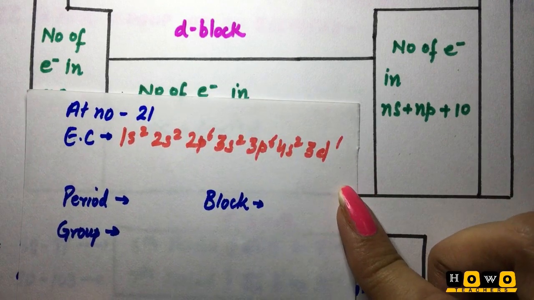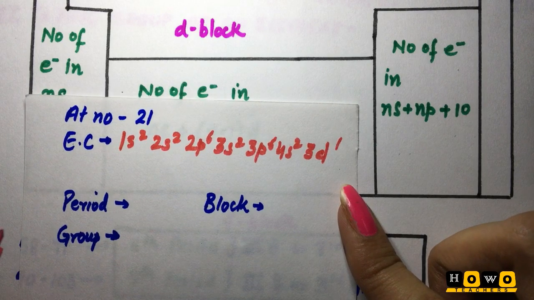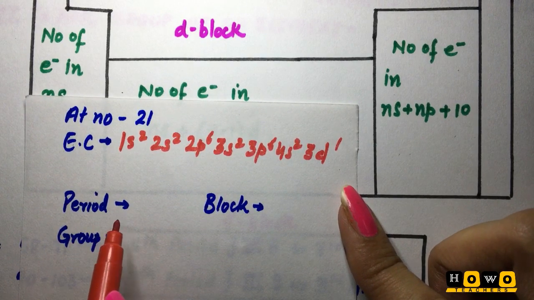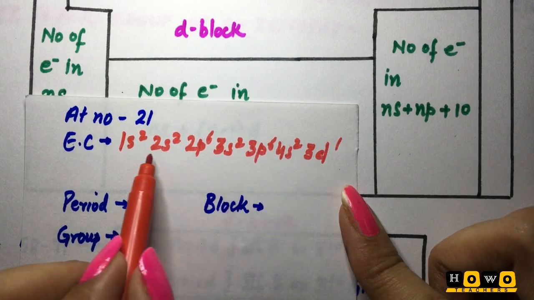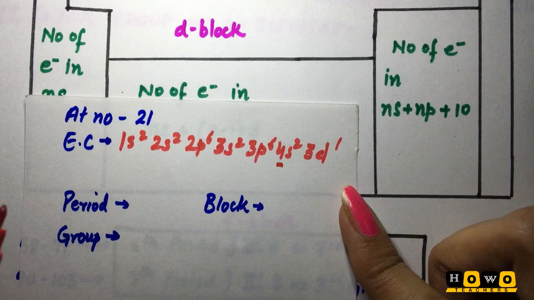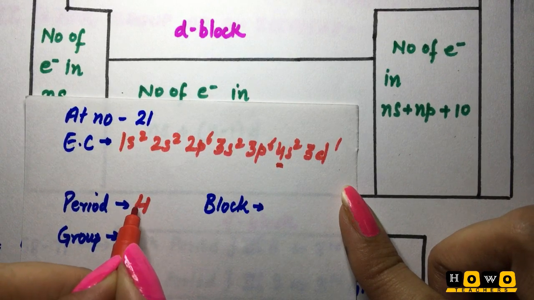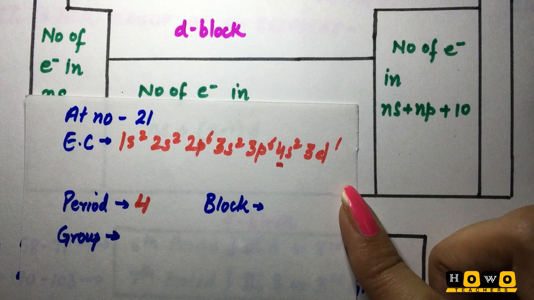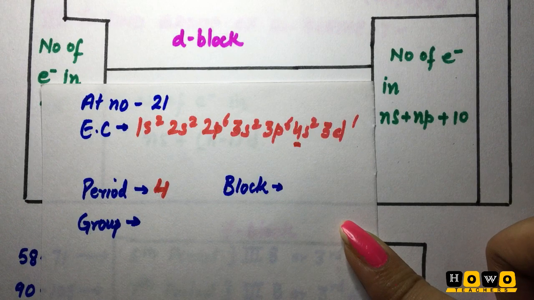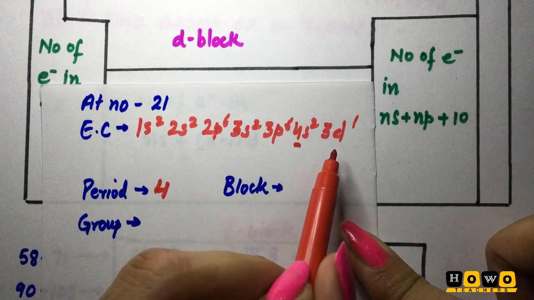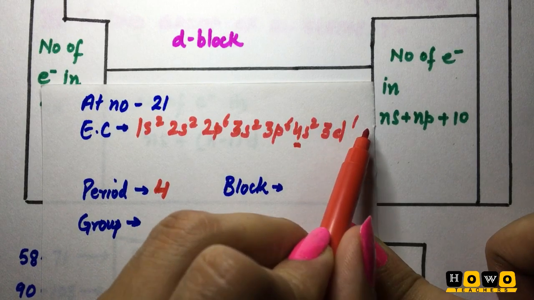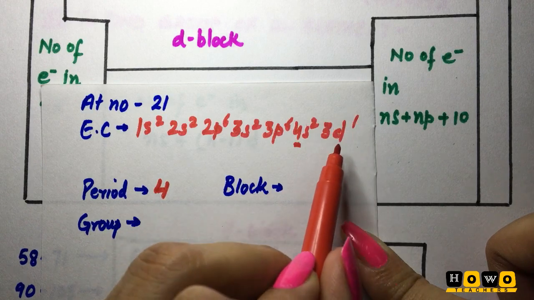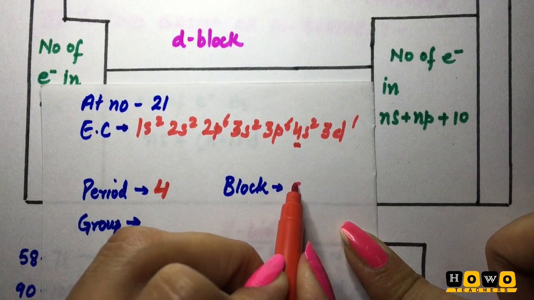Now first of all we have to see to which period it belongs. For finding out the period, as I told you, you have to see the maximum principal quantum number. So here the maximum number that I can see is 4. So it belongs to the fourth period. And then you have to check for the block. For block, you have to remember which orbital is receiving the last electron. So here I can see that this orbital 3d1 is receiving the last electron. So the block is D block.